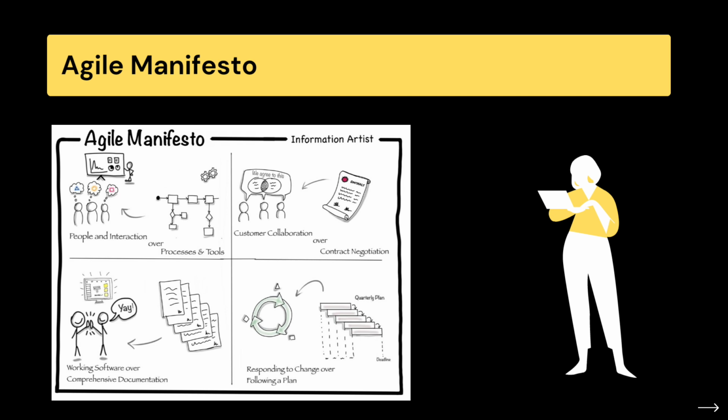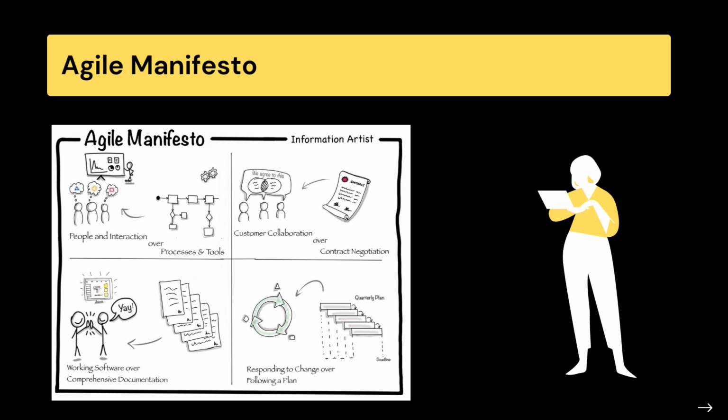So the first thing is we value the individuals and the interactions between each other, even more than the processes and tools involved. And the second thing, which is kind of obvious, right? We need to have functional software to provide to the customer before any type of documentation.